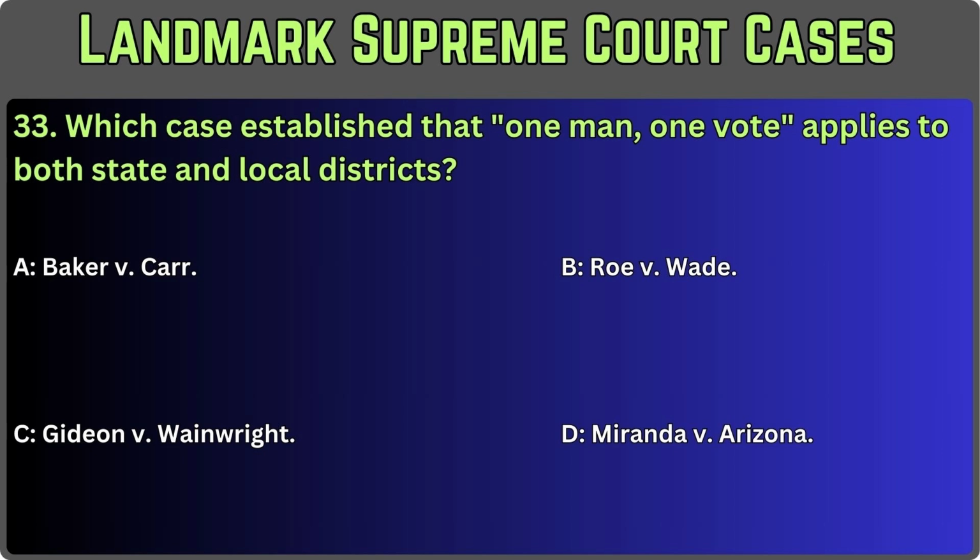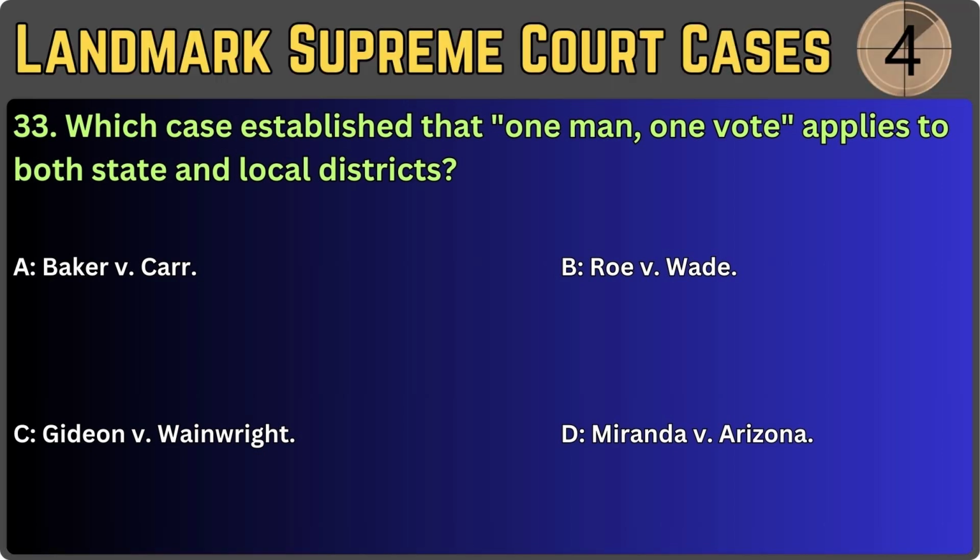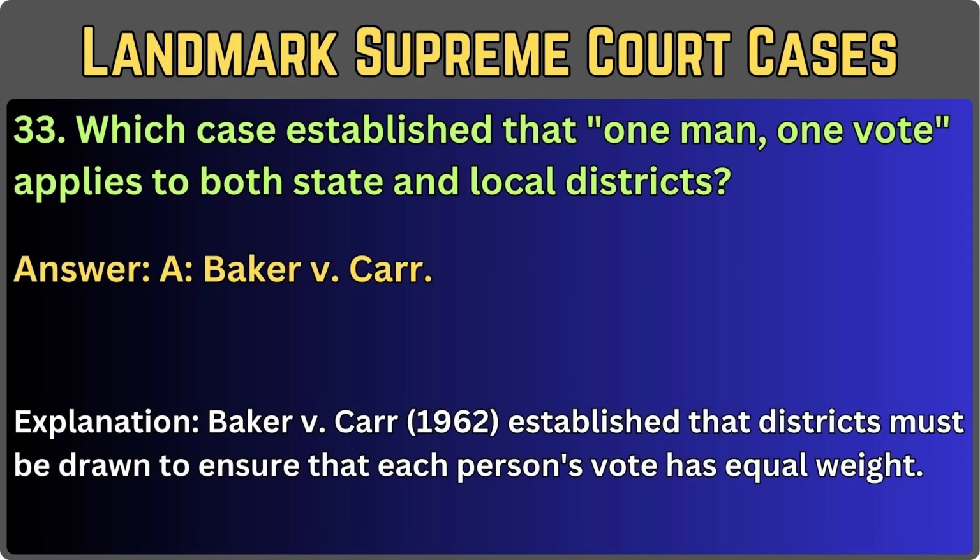A. Baker v. Carr. B. Roe v. Wade. C. Gideon v. Wainwright. D. Miranda v. Arizona. Answer. A. Baker v. Carr. Explanation. Baker v. Carr, 1962, established that districts must be drawn to ensure that each person's vote has equal weight.